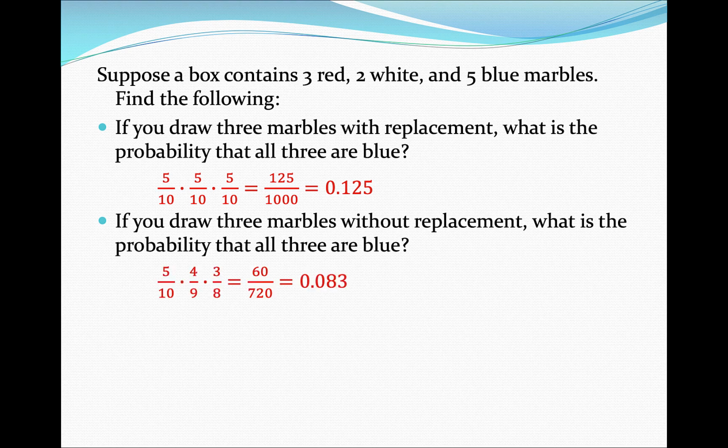So you get 5/10 for the probability the first one is blue, 4/9 for the probability the second marble is blue because you've taken a blue one out. And then when you get to the third draw, you've taken 2 blue marbles out, which means you only have 8 marbles left, 3 of which are blue. So the probability the third one is blue is 3/8. Again, you multiply across: 5 times 4 times 3 is 60, and 10 times 9 times 8 is 720. Divide that out, and you get a probability of all 3 being blue of 0.083. So this is how the multiplication rule works. You can see the difference between situations where it's with replacement and without replacement.